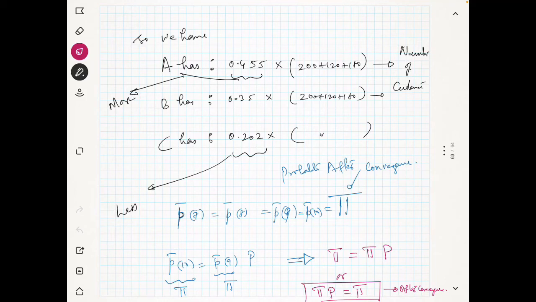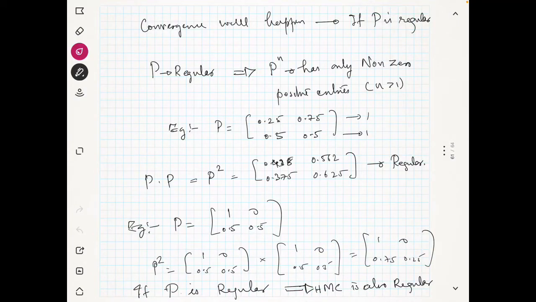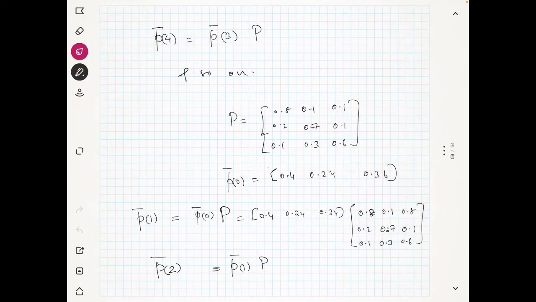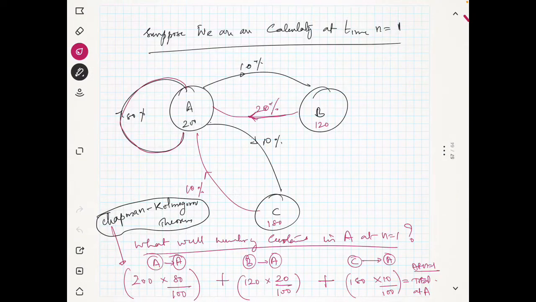In the last lecture, we saw the Chapman-Kolmogorov theorem, but we didn't see the proof of it. We explained it using an example, and we saw how we can make use of this theorem to find the probability distribution after some n time steps.